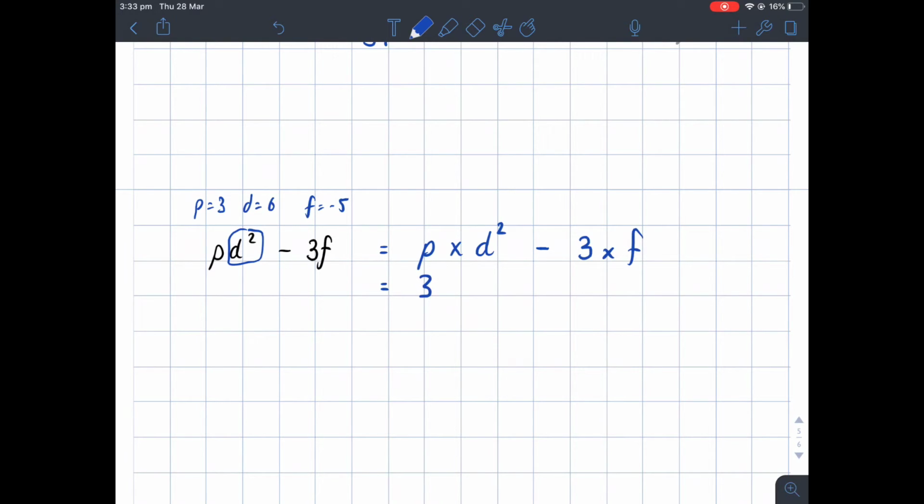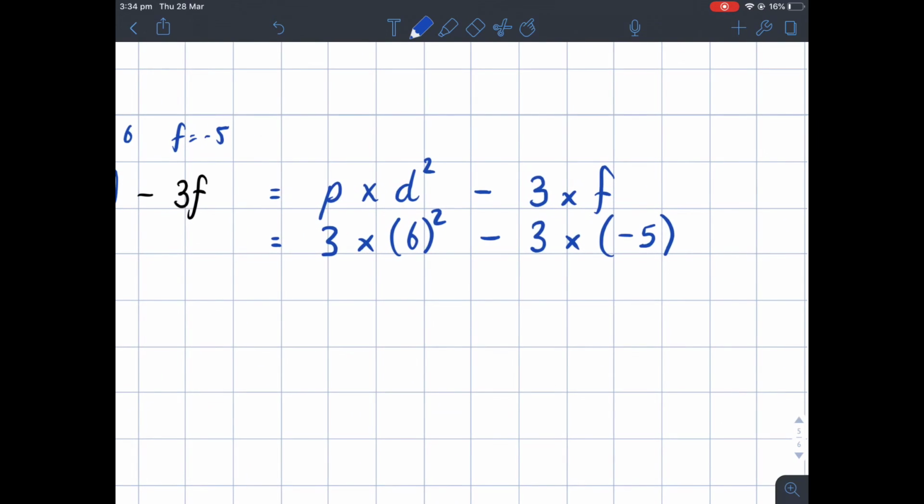So P is 3, so 3 times D in brackets is 6 squared minus 3 times F. So again, F is negative, so I'm going to put it in brackets. Notice I did put the 6 in brackets here. I did that by mistake. I actually thought I got the D and the F mistaken there for each other and thought it was a negative. But even though it's a positive number, you can still put it in brackets if you like. It's not going to change the outcome of the answer. Now, when we then substitute this, we do the powers first.